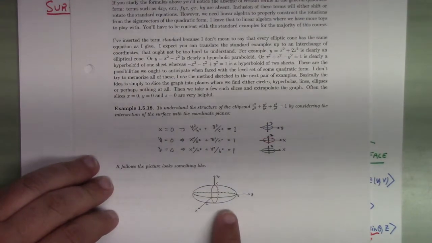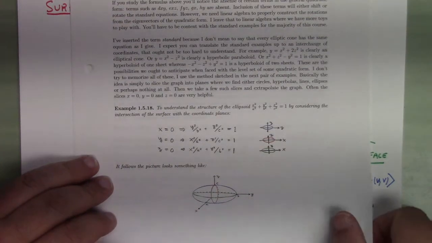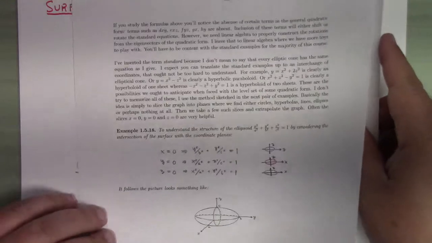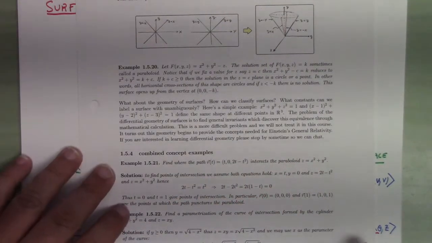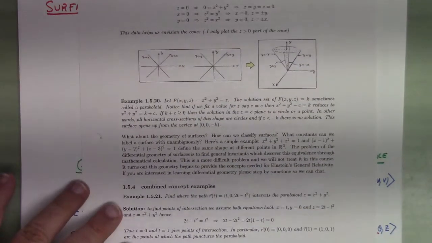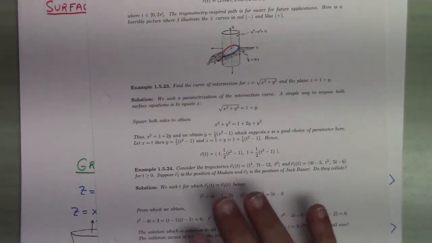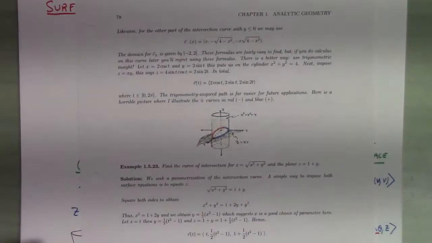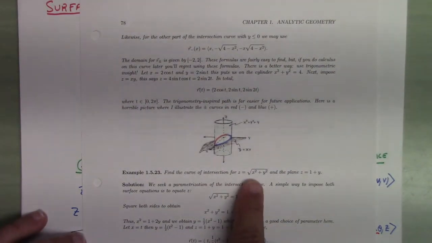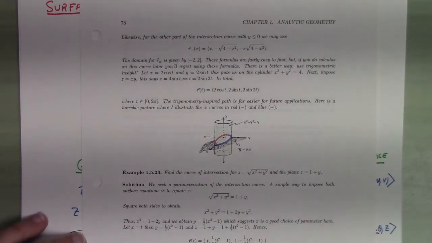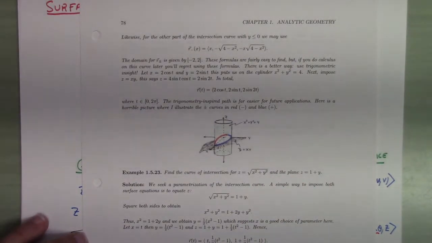So here I have traces of the ellipsoid along the xz, the yz, and the xy planes. And so an ellipsoid has ellipses as its traces. And here I explain how I think about carefully graphing a cone. And then I have some problems combining the concept of surface and curve to make word problems, like find the curve of intersection for this and that. And so I put the equations together and find a parameterization for that intersection curve.